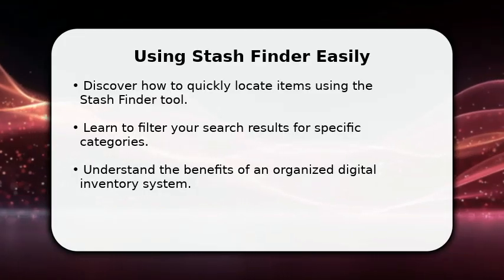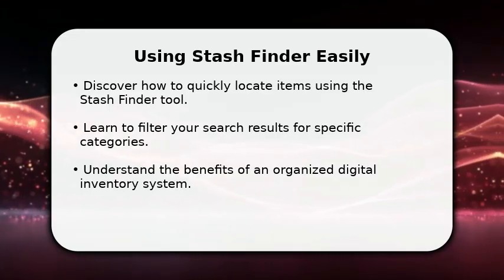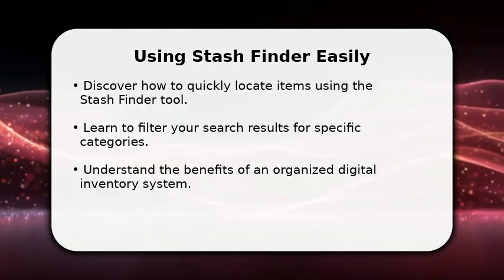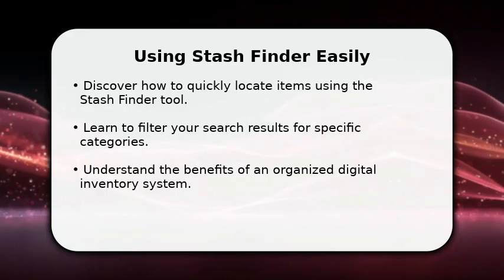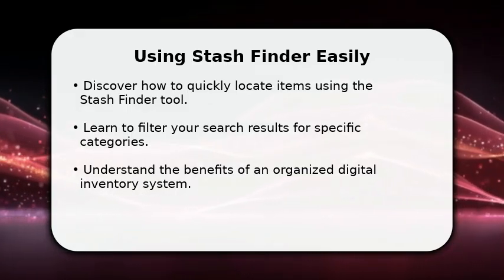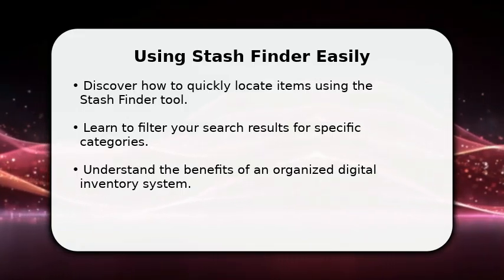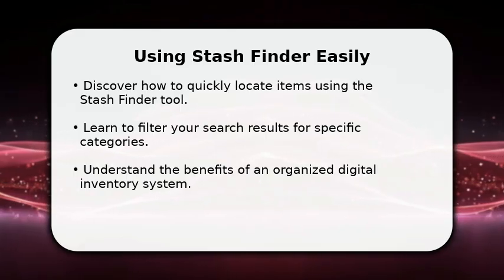In this video, I will explain how to use Stash Finder with an easy method. First, open the Stash Finder application on your device. You'll see a search bar at the top of the screen. Type in the name of the item you are looking for or a keyword related to it. The system will then display all matching results from your inventory. This simple approach helps you find what you need without hassle, saving you valuable time.